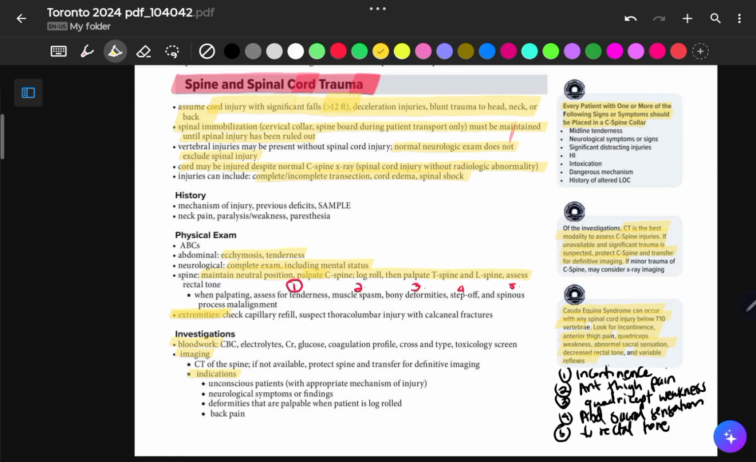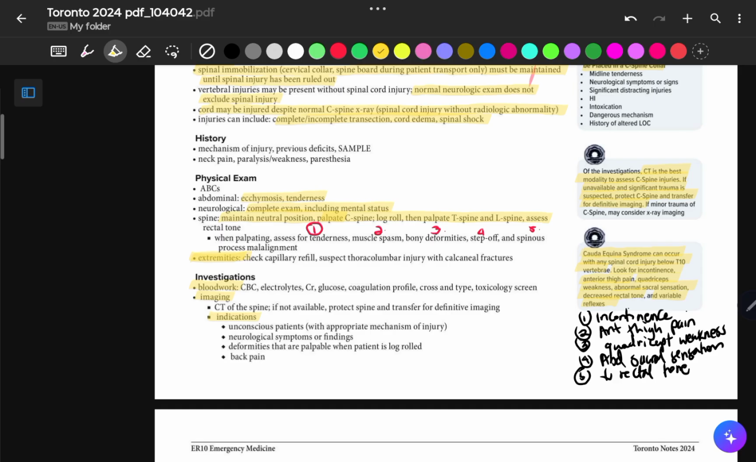You suspect any thoracolumbar injury with calcaneal fractures. If there is a calcaneal fracture, you will know that the fall was higher, that the mechanism of injury was high. And obviously you want to do your blood work: CBC, electrolytes, glucose, coagulation profile, cross match, toxicology screen, and imaging, CT of the spine. If not available, protect the spine and transfer for definitive imaging.